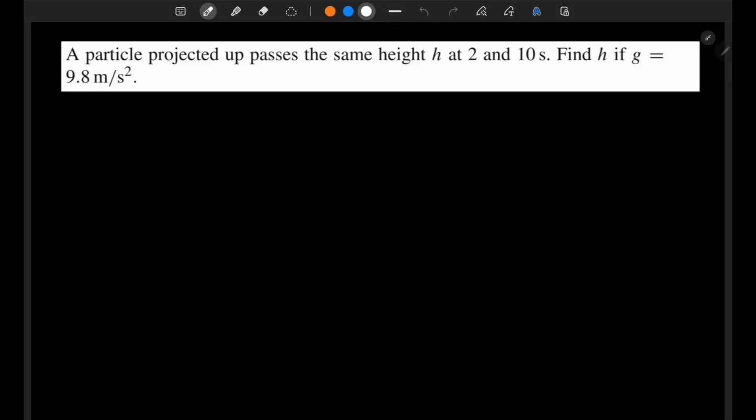Suppose we wish to answer the following question. A particle is projected up and it passes the same height h, which is unknown to us, at times 2 and 10 seconds. We wish to find h if g is equal to 9.8 meters per second squared.